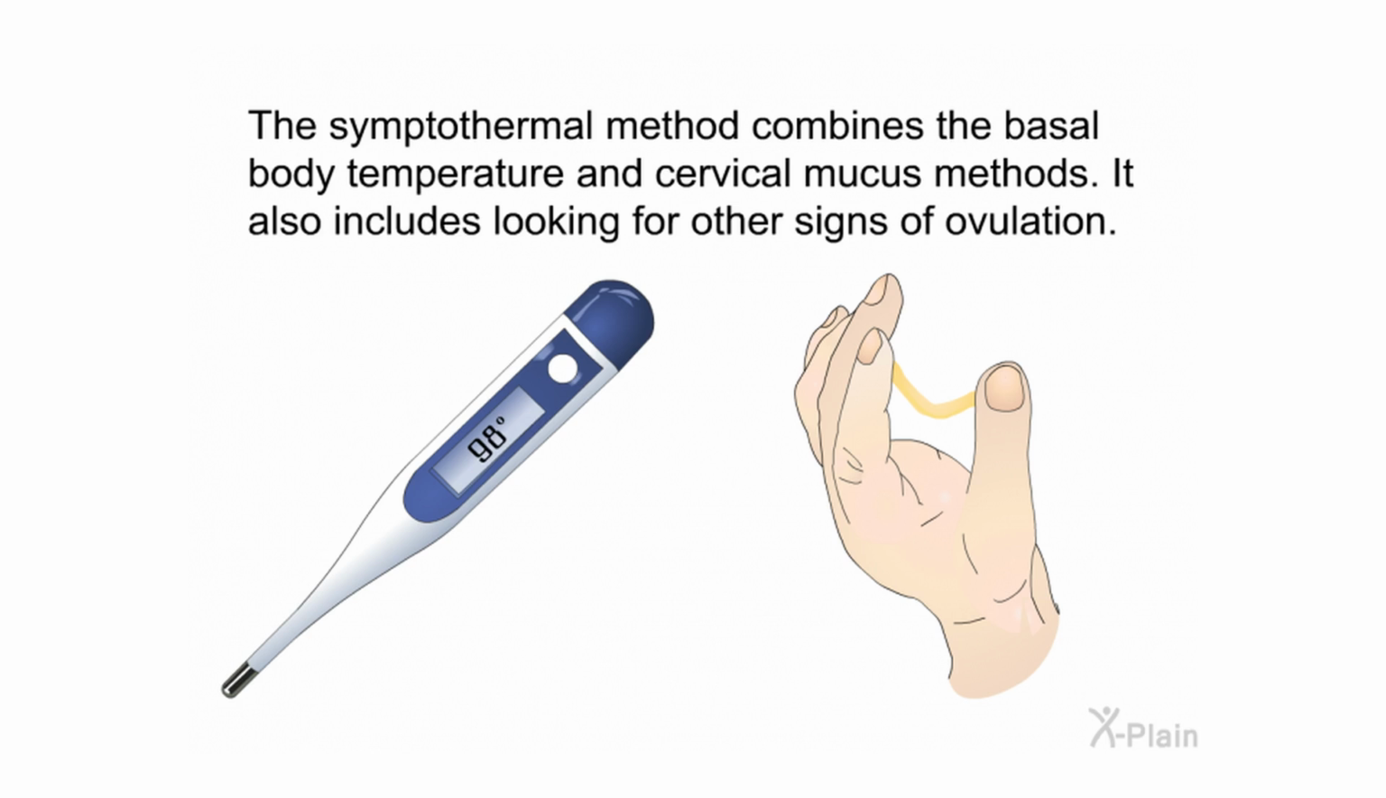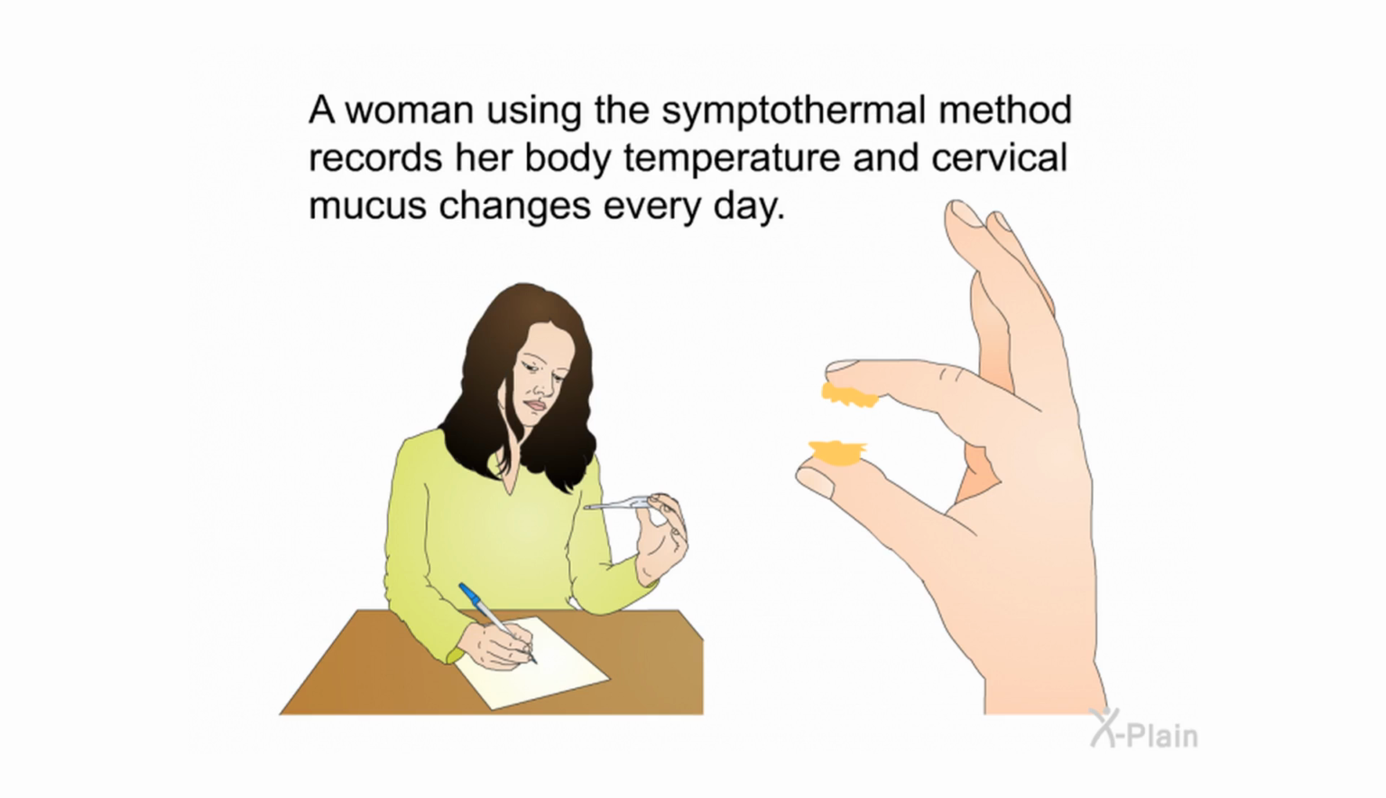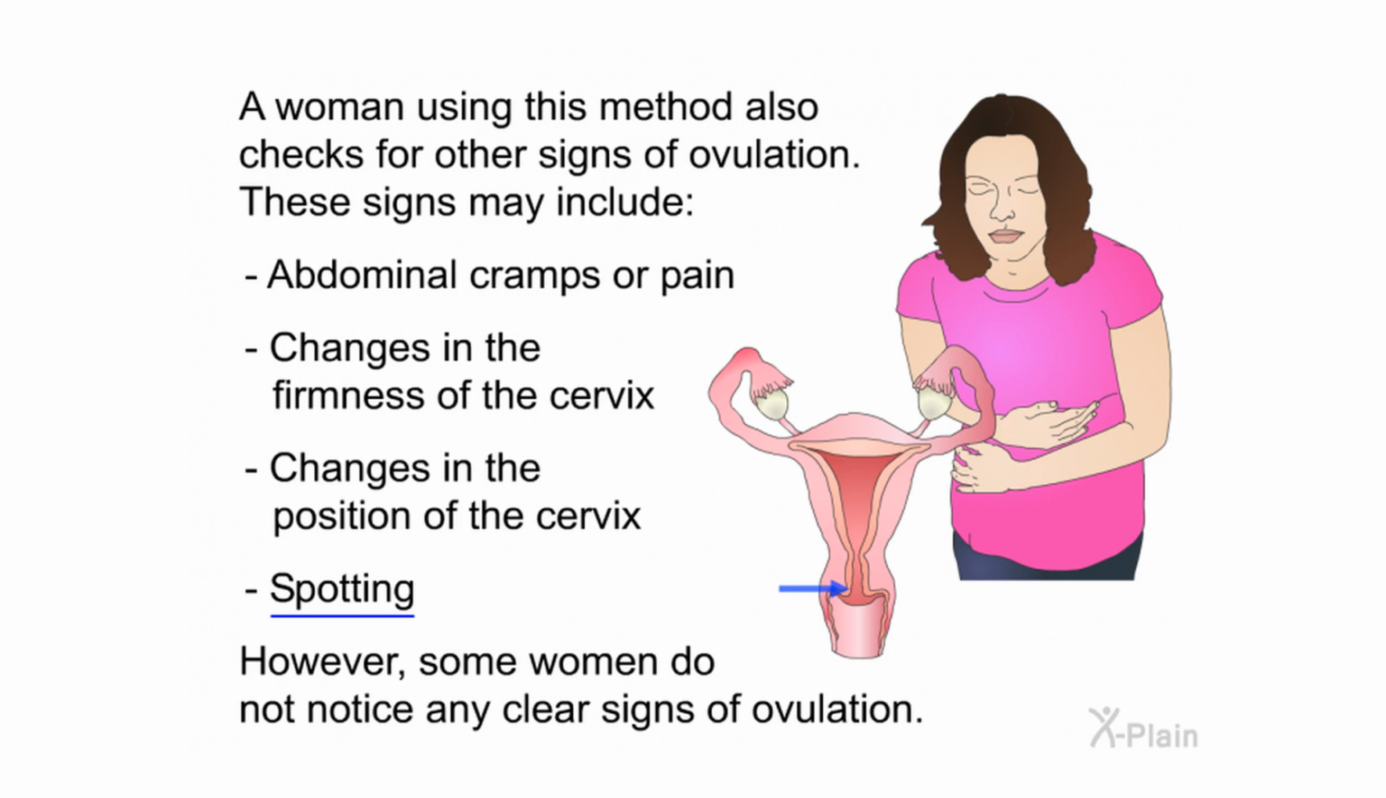Symptothermal method. The symptothermal method combines the basal body temperature and cervical mucus methods. It also includes looking for other signs of ovulation. A woman using the symptothermal method records her body temperature and cervical mucus changes every day. A woman using this method also checks for other signs of ovulation. These signs may include abdominal cramps or pain, changes in the firmness of the cervix, changes in the position of the cervix, spotting. However, some women do not notice any clear signs of ovulation.